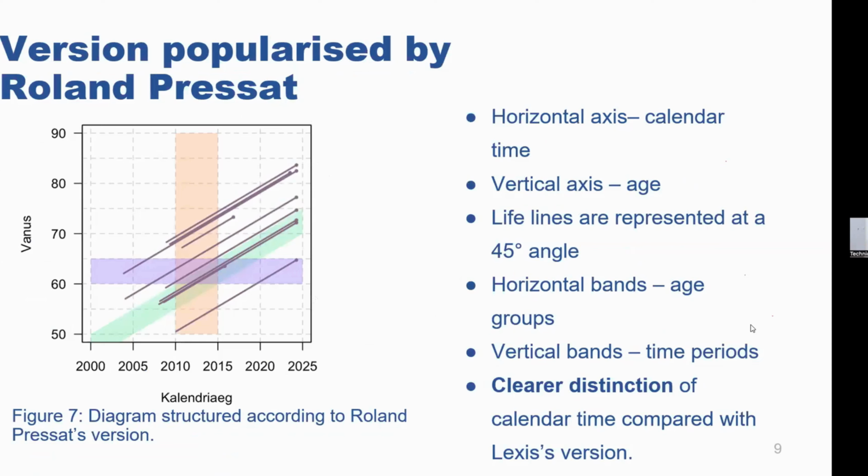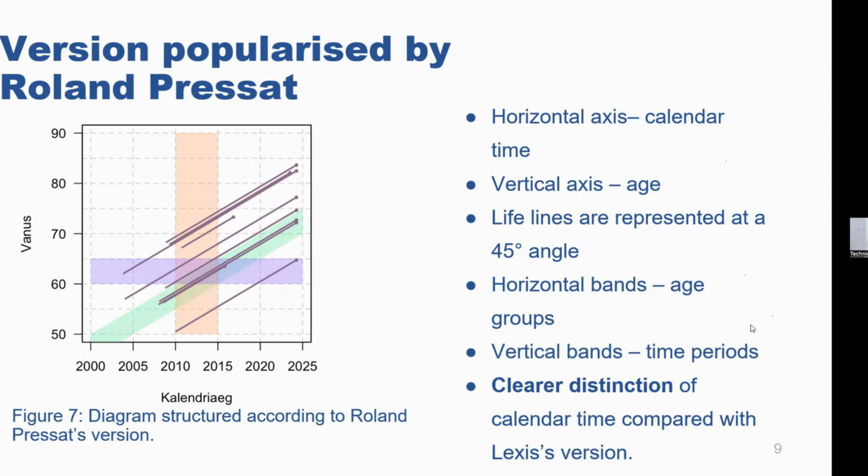But then, basically 100 years later, in the 1960s, someone adapted Lexis's version by modernizing it, and it could be said that the Lexis diagram is known by the help of this modernization. So this version enabled a clearer distinction of three time perspectives, that is age groups, then birth years and cohorts, and calendar time.